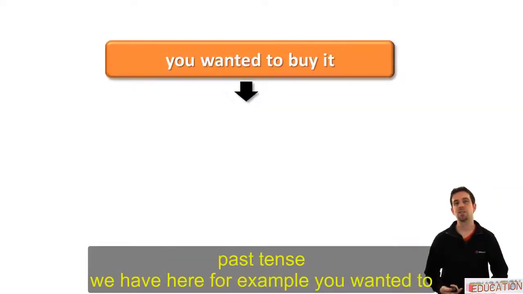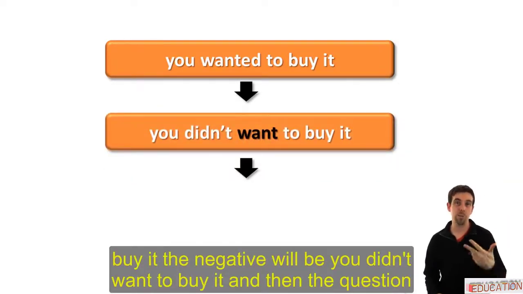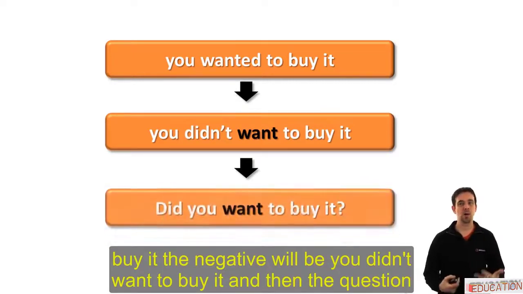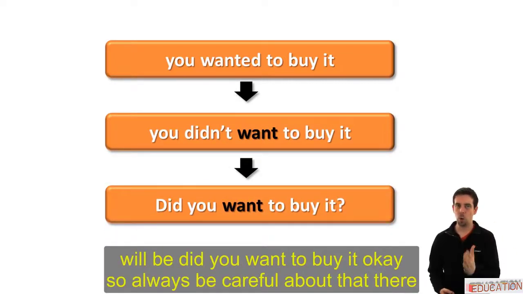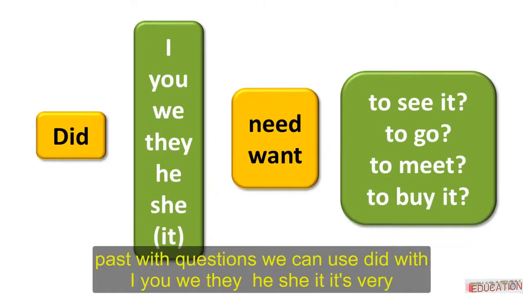In the past tense, we have here, for example, you wanted to buy it. The negative will be you didn't want to buy it. And then the question will be, did you want to buy it? Okay? So always be careful about that there. Now, in the present, we have do for I, you, we, they, and does for he, she, it. In the past, with questions, we can use did with I, you, we, they, he, she, and it.